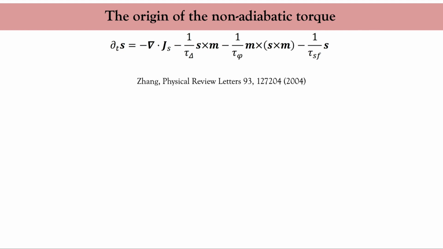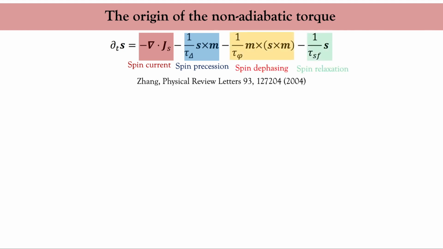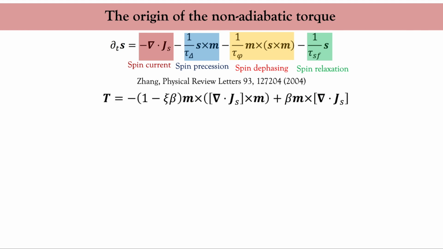Let's get back to the familiar spin-drift diffusion equation, where we have the divergence of the spin current, the spin precession around the local magnetization, the spin dephasing, and the spin relaxation. I'll spare you the math, but I can derive an expression of the spin torque, assuming that the divergence of the spin current is non-zero. I get two perpendicular components. The first one is mostly the divergence of the spin current, whereas the second one is proportional to a parameter that accounts for the interplay between spin relaxation, dephasing, and precession.